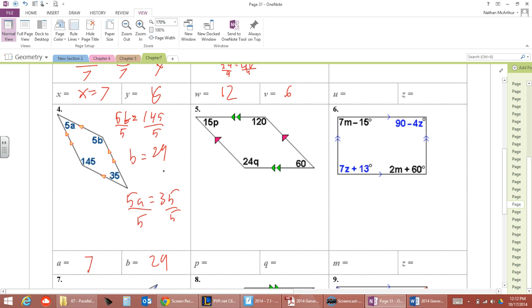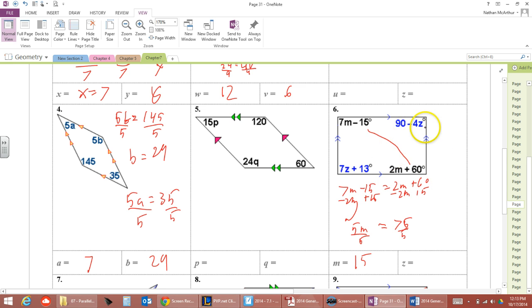I'm going to do 6. It's a little more complicated. So I say here, opposite angles. 7m minus 15 is equal to 2m plus 60. Subtract 2m, gives me 5m. Okay, so I add 15, gets me 5m is equal to 75. Divide by 5, m equals 15.